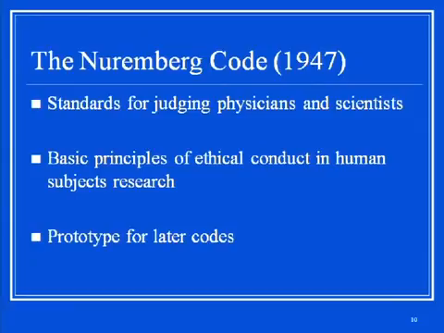The result of this trial is the Nuremberg Code, which is named after the location of the trial. The Nuremberg Code was developed in 1947, and it represents the standards for judging physicians and scientists. Throughout the trial, they had to go through documents and figure out the criteria by which they were going to find individuals guilty or not. The criteria that they developed throughout the trial later went on to inform this particular code. So it represents the basic principles of ethical conduct in human subjects research, and it became the prototype for other later codes that we'll talk about in a minute.